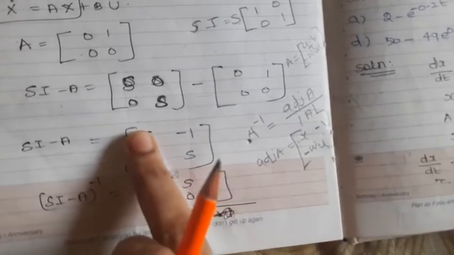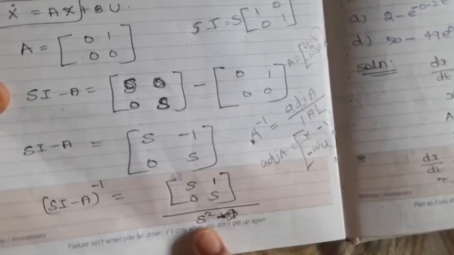Determinant of A we know: s squared, minus 0, so simply s squared. So now we are going to divide by s squared in each and every element.